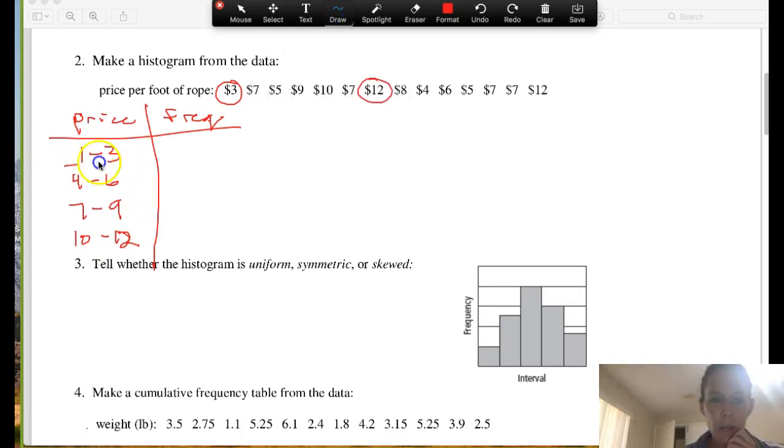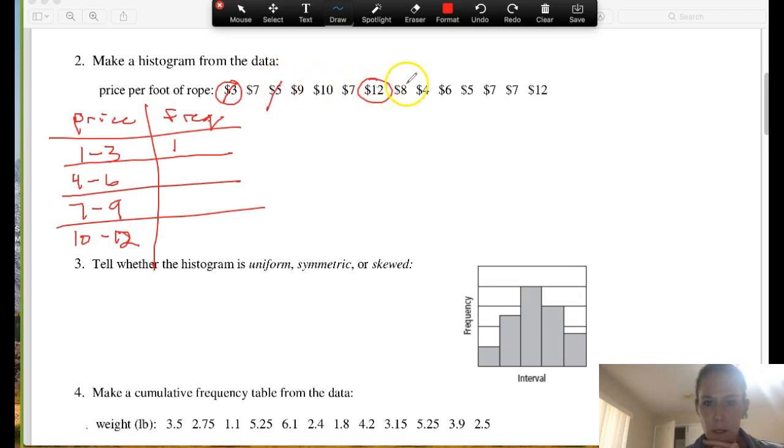All right, now let's go ahead and look at how many times my data points occur in each grouping. So from 1 to 3, I've got 1 point, just 1 point. From 4 to 6, I've got 1, 2, 3, 4. I've got 4. From 7 to 9, I've got 1, 2, 3, 4, 5, 6. And then from 10 to 12, I've got 1, 2, 3. All right, now this will help me set up my histogram.